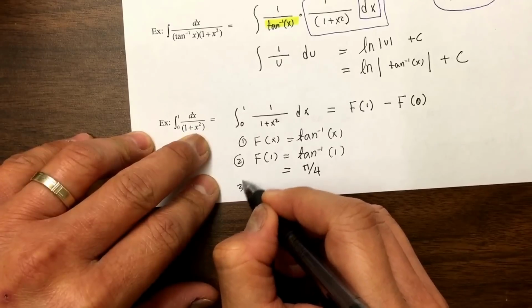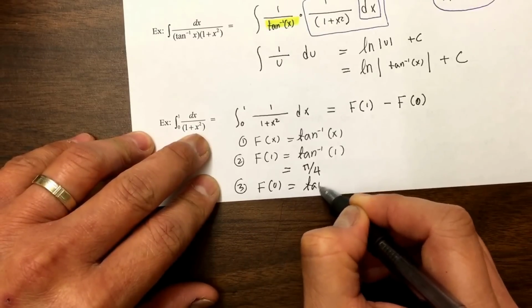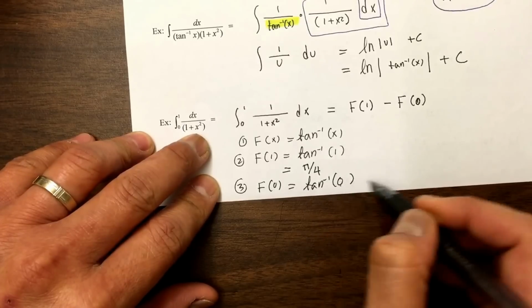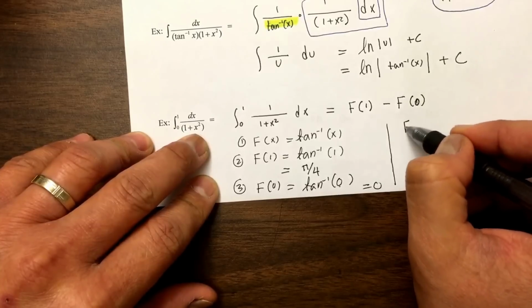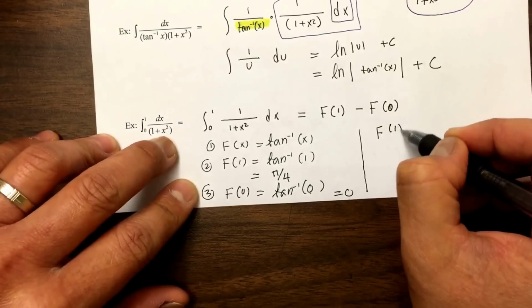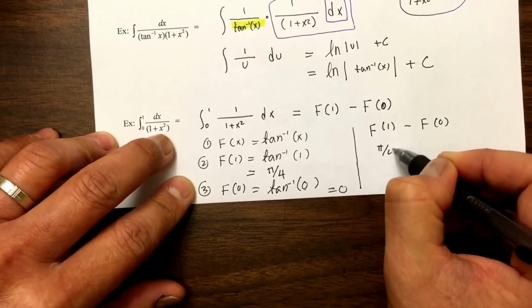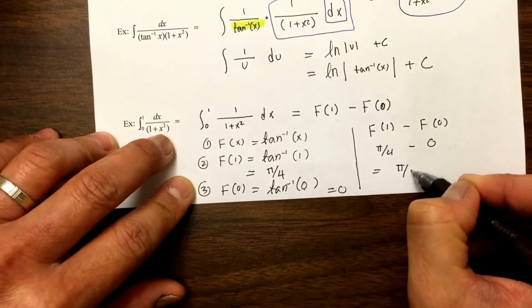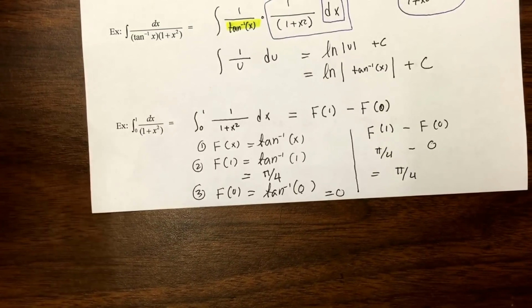Okay. We now evaluate the antiderivative at 0. So what is the angle that spits out 0? And that angle is 0. So now when we have those two values, we subtract them to find the value of our integral, and the value of our definite integral is pi over 4.